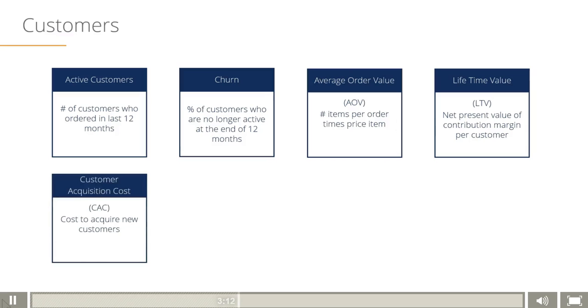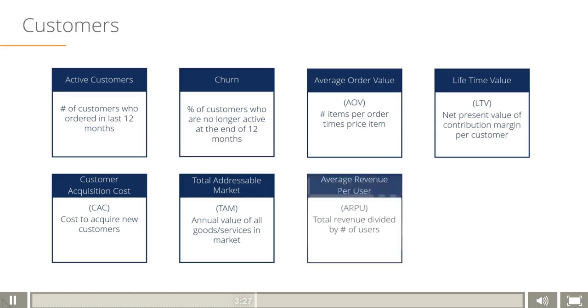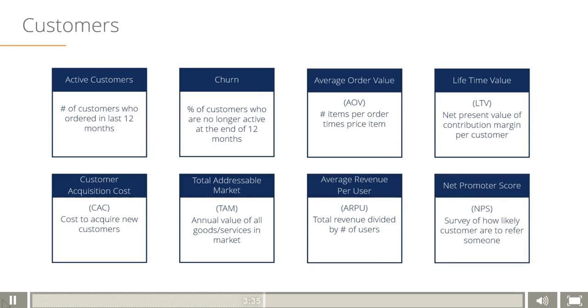Customer acquisition cost is the cost to acquire a new customer. The total addressable market is the annual value of all the goods and services in that market that you are trying to address. This is very important for investors to get a sense of how big the opportunity is. Average revenue per user is revenue divided by number of users. And finally, Net Promoter Score is a real good indication of how happy your customers are with your business and their experience buying with you. So we will run through an example of that later in the course, but it's conducted by survey.